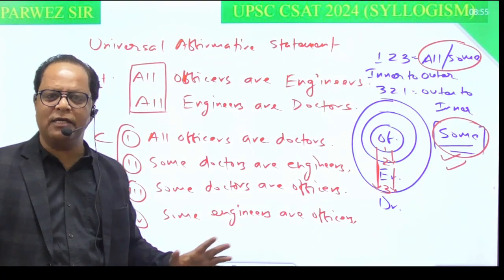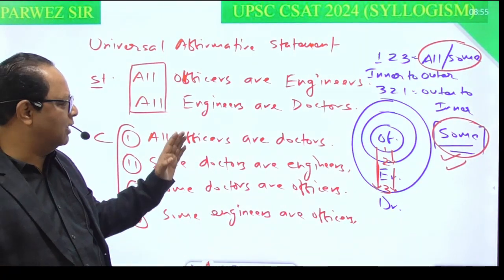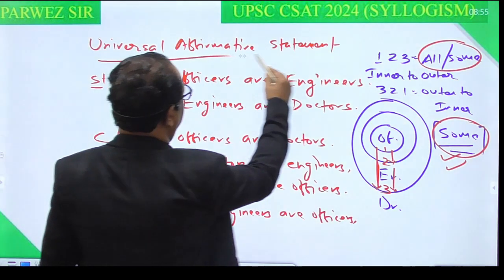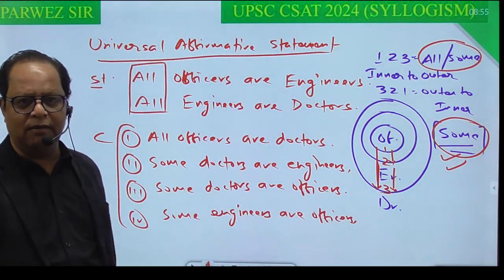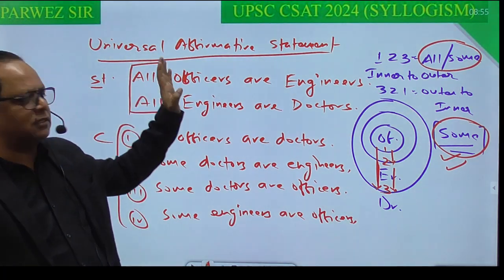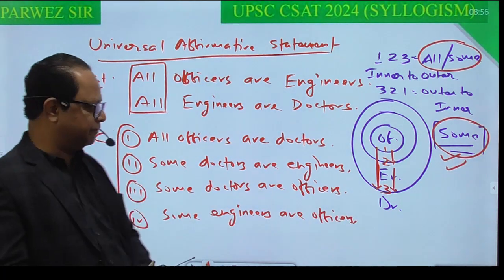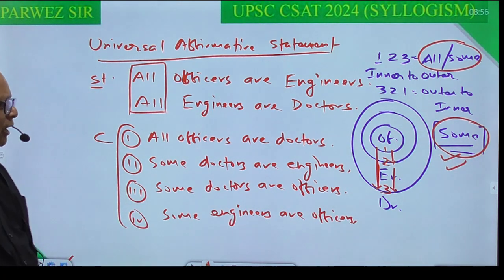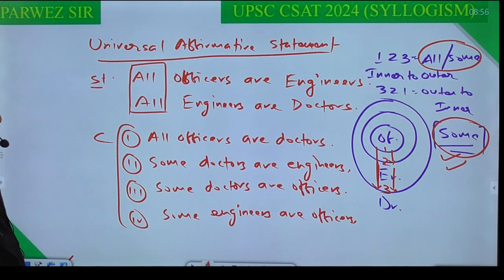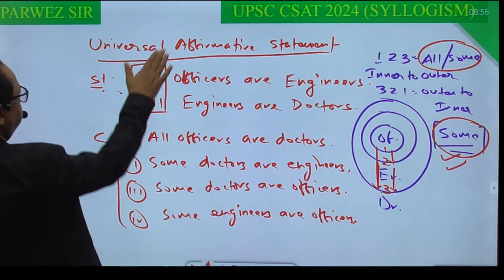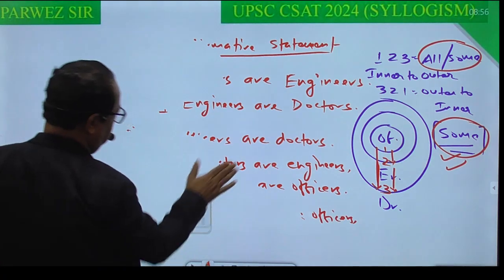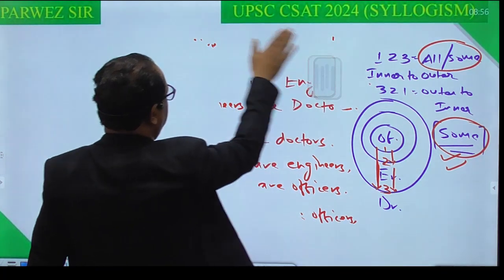So these are the valid conclusions that we find in our examination, and in this way we will solve the question of universal affirmative statement. So this is the part of universal affirmative statement. I hope you all are able to understand what I discussed in this type of question. Now, taking another type of syllogism.